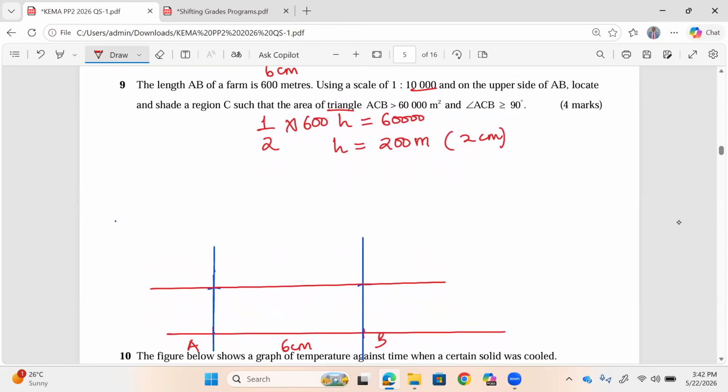And remember, we talked about strictly greater than. That means the height should either be 2 or above, but not equal to 2. Therefore, for this line, we use a dotted one because of strictly greater than. If it was all equal to, it would have been a complete line.